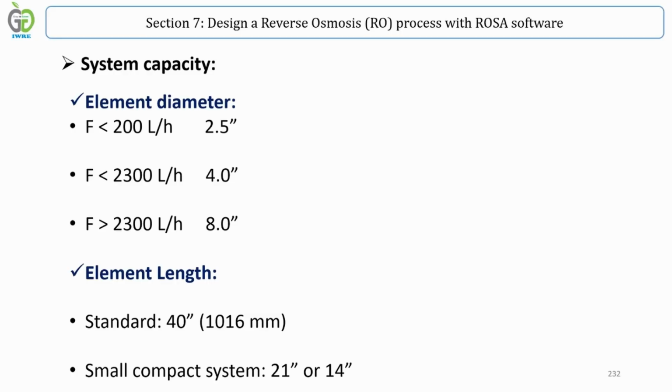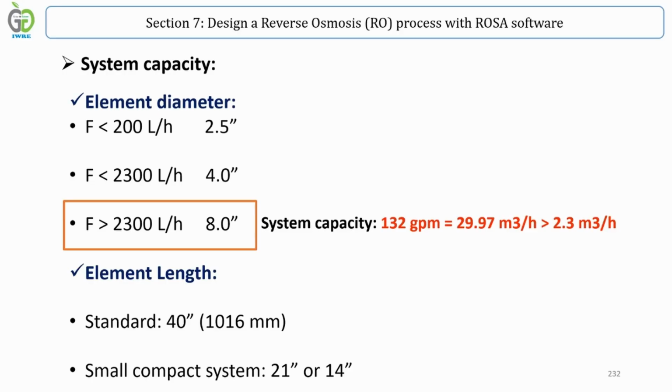If you look at this guideline from the previous lecture, we can select the element diameter according to the flow volume in liter per hour. In our example, as you can see, the system capacity is 132 gallon per minute, that is equal to 29.97 cubic meter per hour, that is bigger than 2.3 cubic meter per hour. That's why we can select an element with 8-inch diameter.